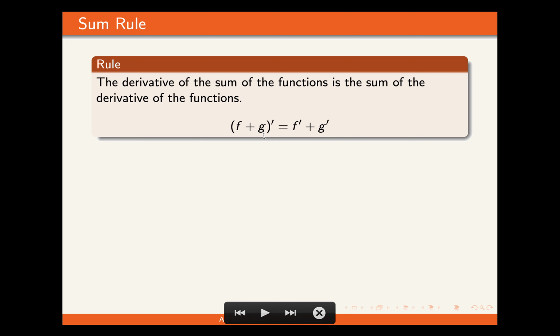What is the sum rule? The derivative of the sum of the functions is the sum of the derivatives of the functions. So this is called the sum rule.